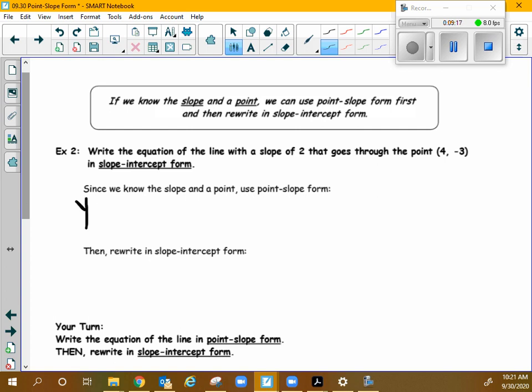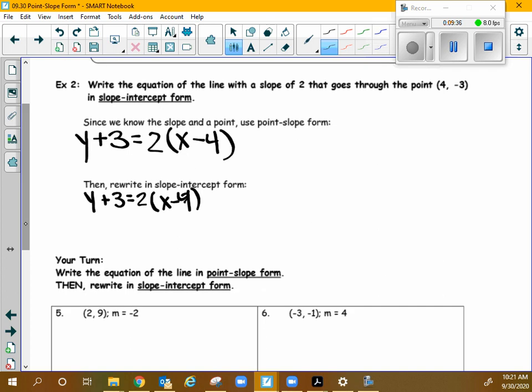Y plus 3. Very good. 2 times x minus 4. So there's point slope form. If I then take that, and Chase, this is what you were saying before, if I distribute my 2, what do I now have on the right-hand side? Yep, 2x minus 8. If I'm trying to get to slope-intercept form, what has to move?